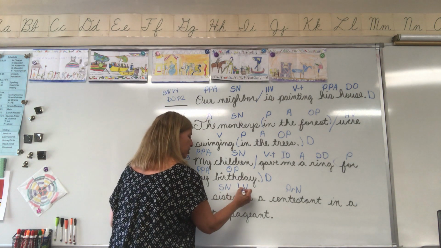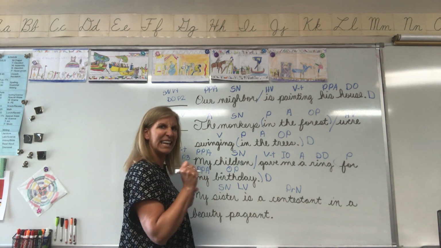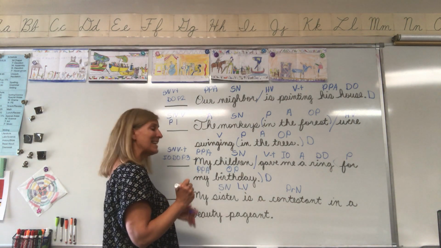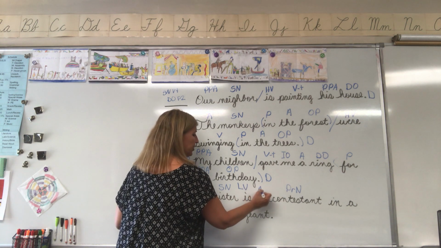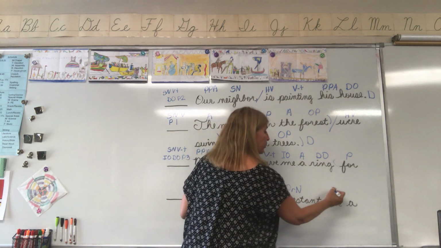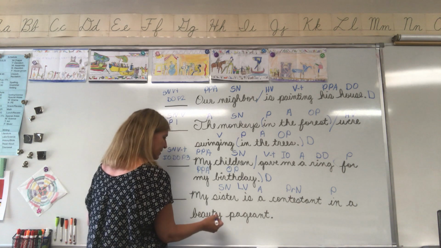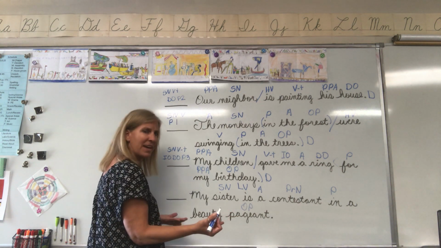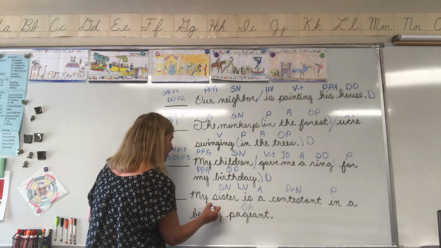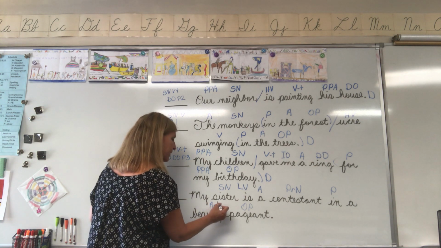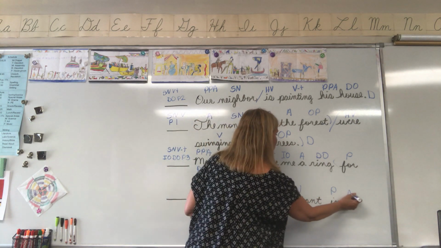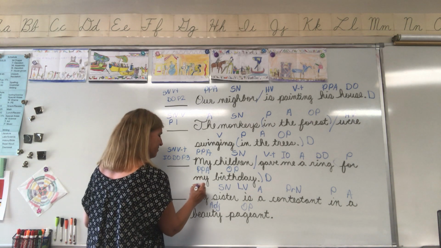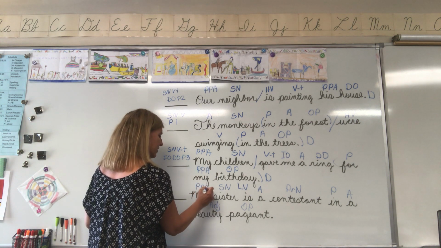It's a linking verb. Remember, a linking verb is kind of like an equal sign because it's saying sister is equal to contestant. A, article adjective. In, preposition. In what? Pageant. Object of the preposition. What kind of pageant? Beauty pageant. Adjective. A, article adjective. Whose sister? My sister. Possessive pronoun adjective.